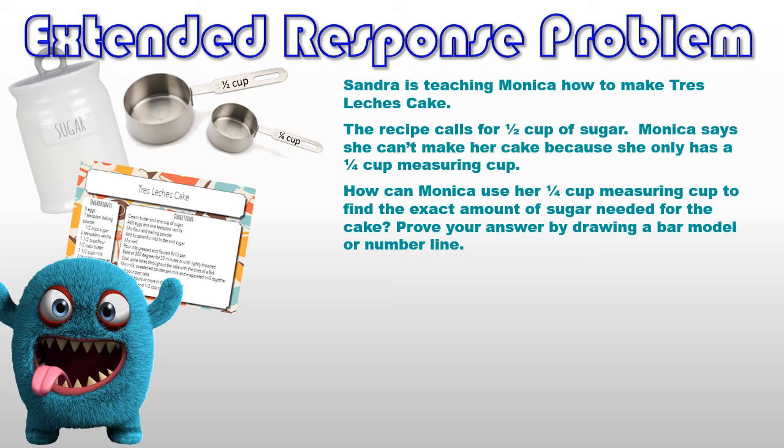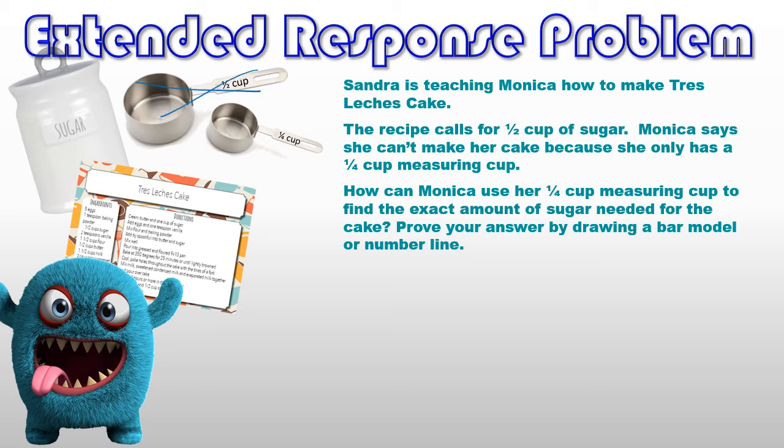So what is the situation about? Well, Sandra knows how to make tres leches cake, and she's teaching Monica. And we know that the cake needs at least one ingredient, which is sugar. And Monica's having a problem because she doesn't have the right tools. She doesn't have a measuring cup that measures a half a cup.